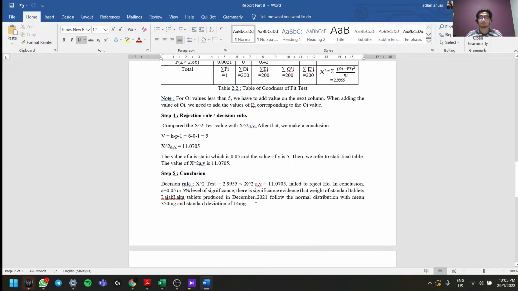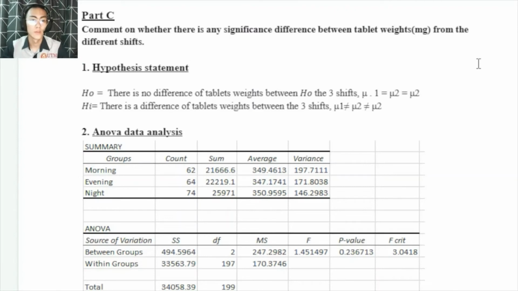Thank you. Hello and Assalamualaikum. My name is Muhammad Azlan and I will be covering our part C. So for part C, the question is to comment on whether there is any significant difference between the tablet weights from the different shifts. For our hypothesis statements, for H0, there is no difference of tablet weights between the 3 shifts, and for H1, there is a difference of tablet weights between the 3 shifts.